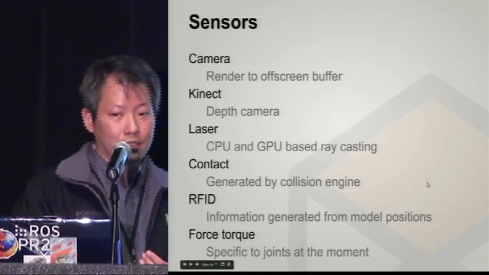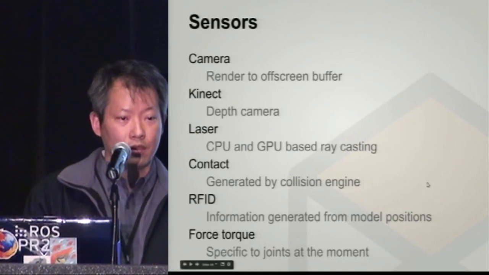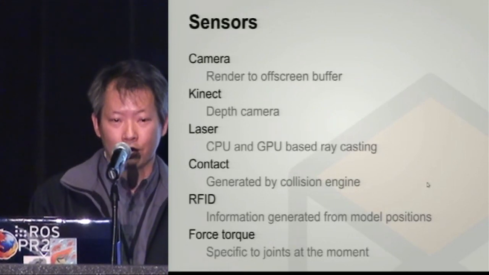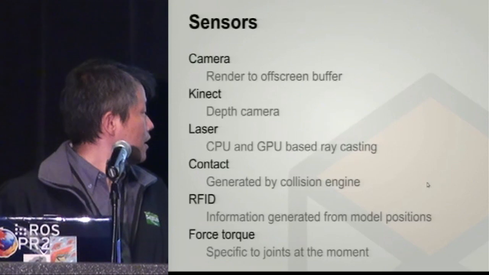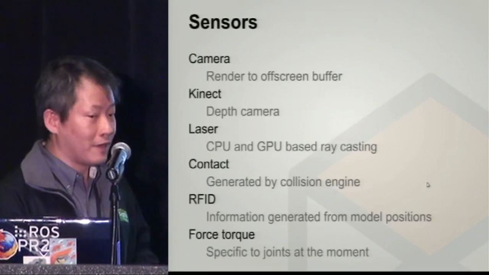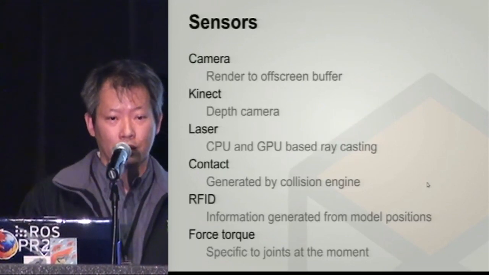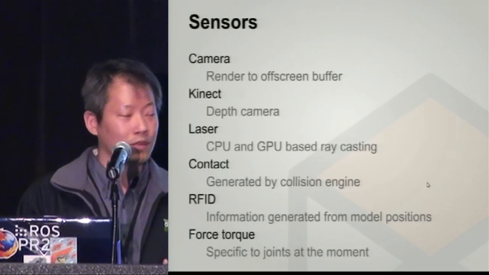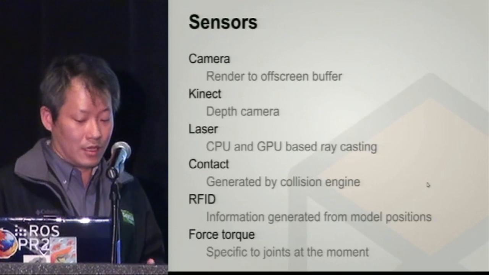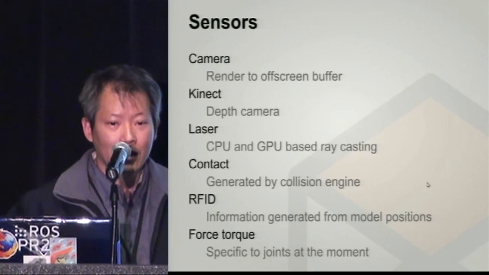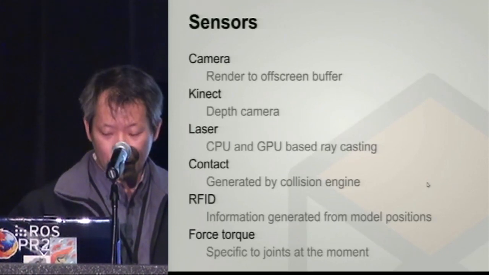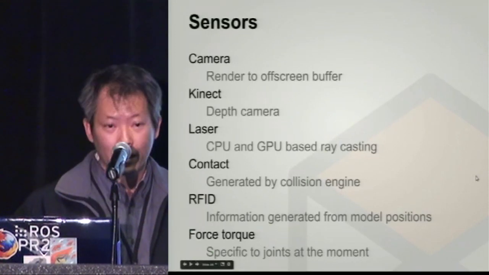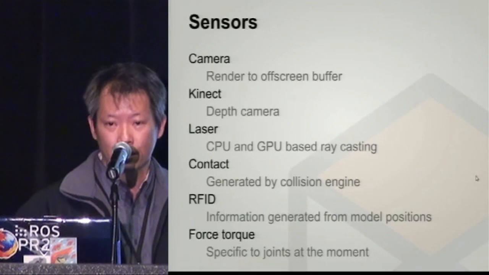Also, there's contact sensors, which give you back the collision information, such as the forces at the contact, the normal, the contact position, and such. And the last two, the RFID sensor, which gives you back the relative model position information. And the force torque sensor, which gives the force approximation at the joints right now. We're looking to extend that to a more general force torque sensor in the future.